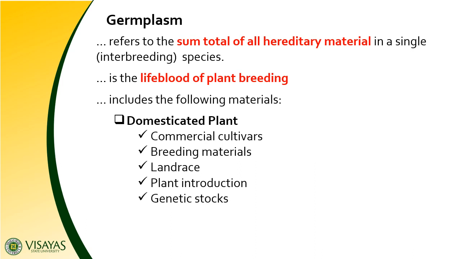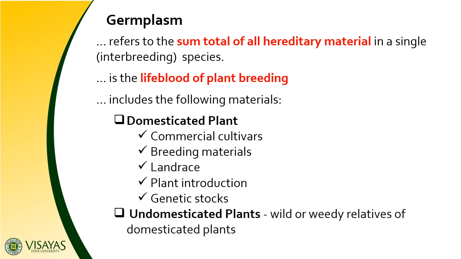Then you have genetic stocks. These consist of products of specialized genetic manipulation by researchers, such as genomic mutants. And then you have here undomesticated plants. So this includes wild or weedy relatives of domesticated plants. Then last but not the least, other species or genera. So these plant materials can be grouped into one germplasm. Okay.